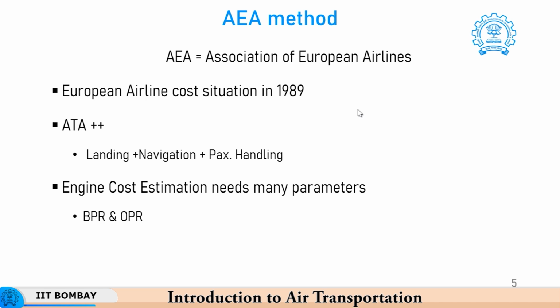For example, you need to know what is the bypass ratio and the overall pressure ratio. You need to know how many compressor stages are there in the engine and how many shafts are there in the engine. These are some technical terms related to the engine. Once you have the numbers for these parameters, then the model has some formulae which can be used to estimate the maintenance costs related to the engines.